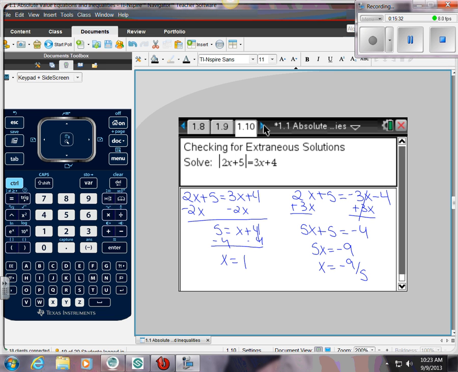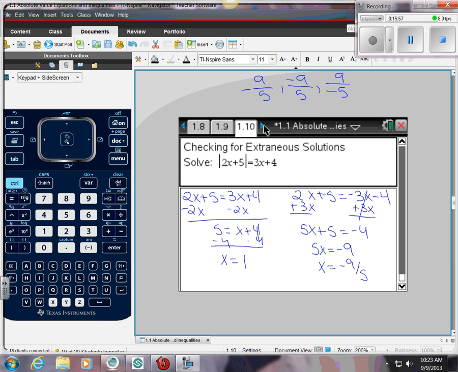Good. Negative 9/5. Does it matter if it looks like this, this, or this? Does it matter? No, why not? They're all negative, right? What's a negative divided by a positive? A negative. What's a positive divided by a negative? Doesn't make a difference where you put that negative sign. Okay, don't let that mess you up. So I get 1 and negative 9/5.